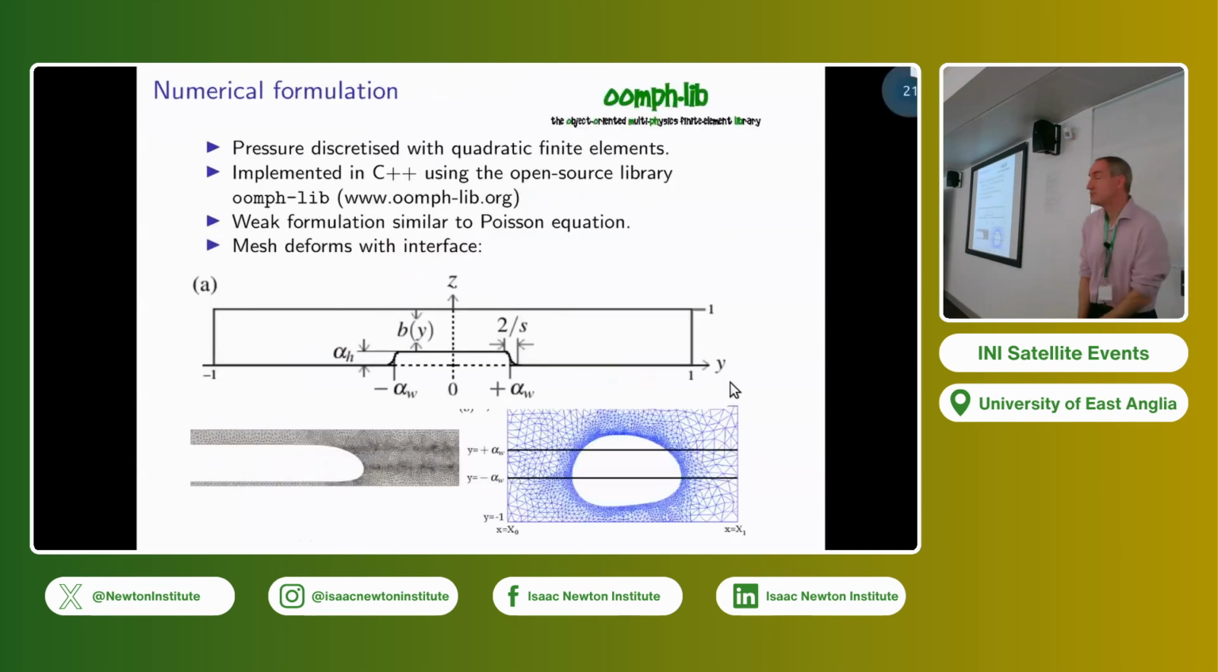So we solve this numerically generally, discretize the pressure with quadratic finite elements and implement it in oomph-lib, the open source library that I've spent a lot of time with many others, again, Matthias Heil and many students and postdocs working on. The weak formulation is similar to the Poisson equation and the mesh deforms with the interface. And I should, of course, at this point point out that Alice, I say we, Alice did most of the implementation of this originally, and then Jack did a lot more.